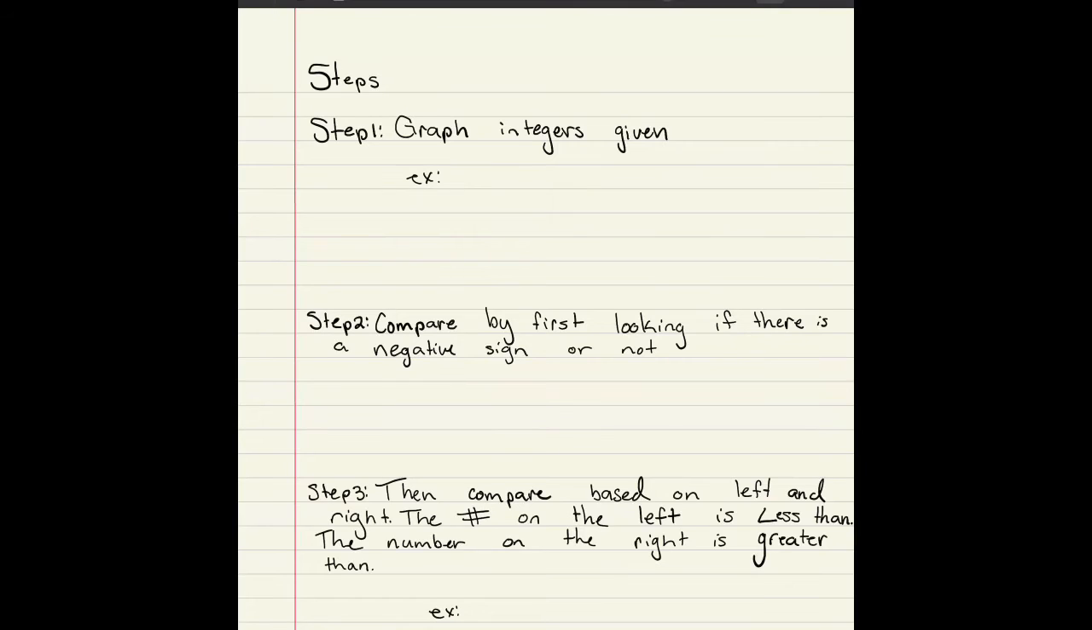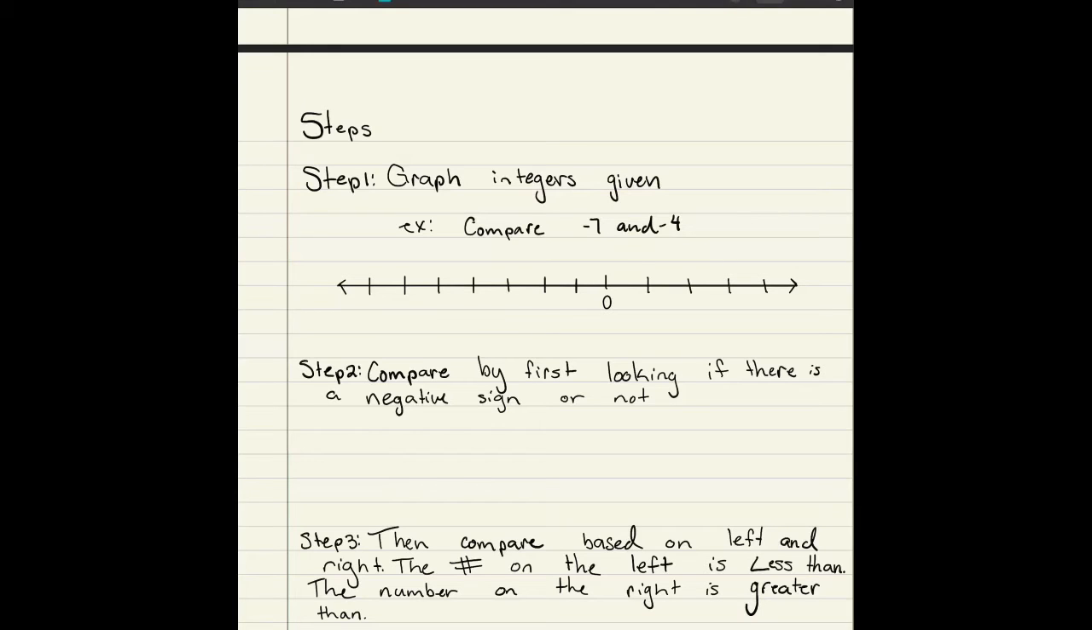So we want to graph the integers given. So if we're comparing -7 and -4, I need to graph them. So I need to make a graph. So green is for -7. Oh, I gotta write my numbers. All right, now I can graph my -7, and it is 7 places from 0 on the left of the 0, and my -4 is 4 places from the 0 on the left of the 0.